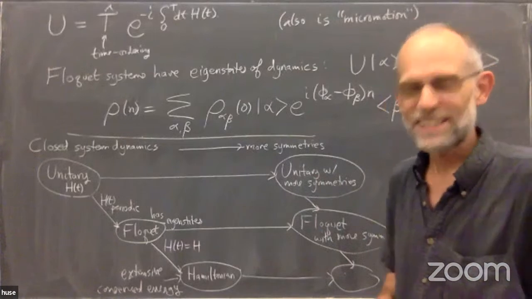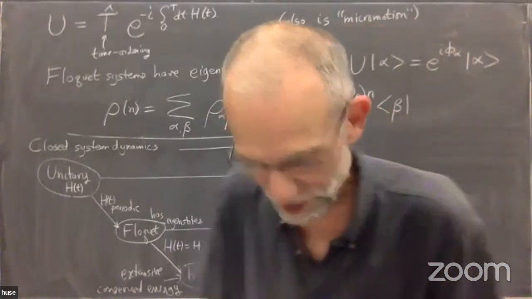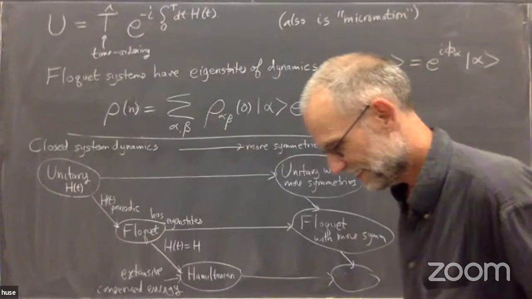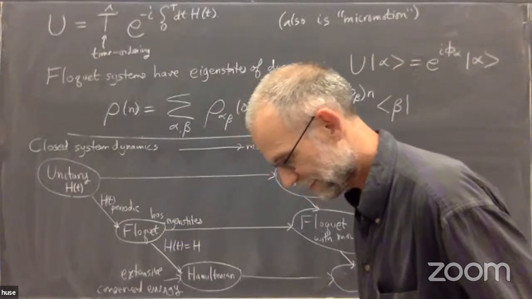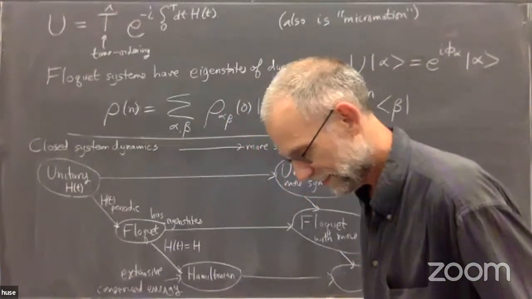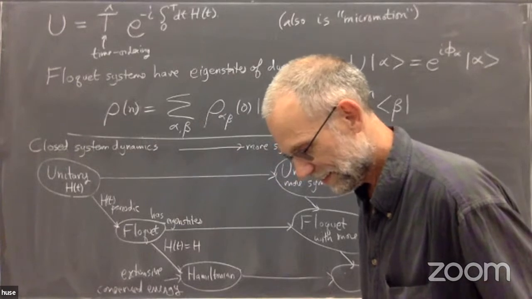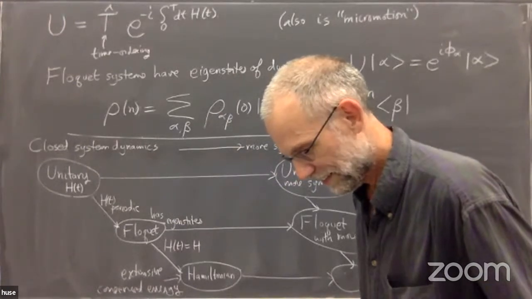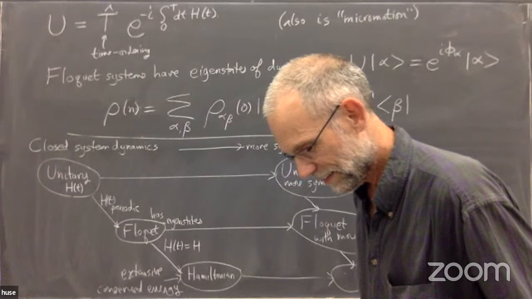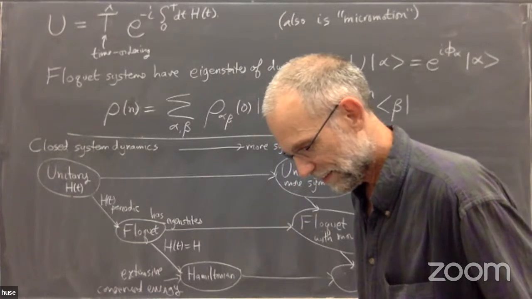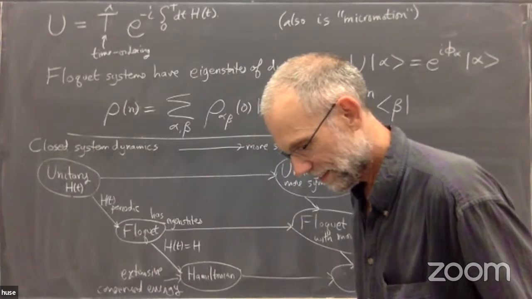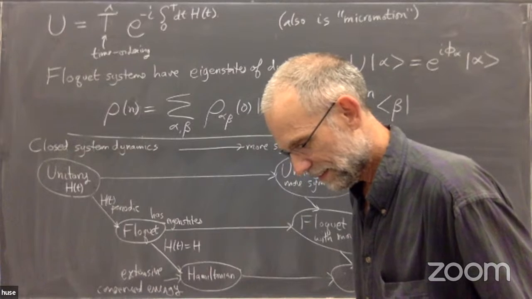Okay, fair enough. Can I ask a question? Yeah, go ahead. I'd be really interested in better understanding how to design a Floquet Hamiltonian that obeys certain symmetries. How to choose a Hamiltonian that has a symmetry that I want.